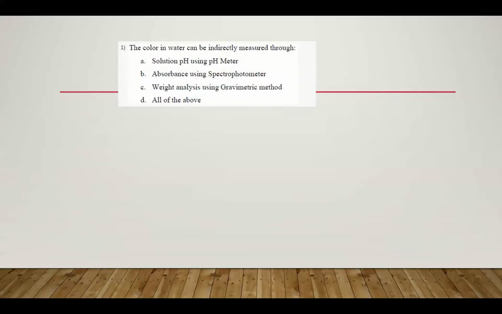Here they have given one question. The color in water can be directly measured through what? Here they have given four options. A, solution pH using pH meter. B, absorbance using spectrophotometer. C, weight analysis using gravimetric method. D is all the above. Option B, absorbance using spectrophotometer. How do you understand that? What is this exactly? How is the measurement taken? Anyone know that? Because if you take water, you know that.